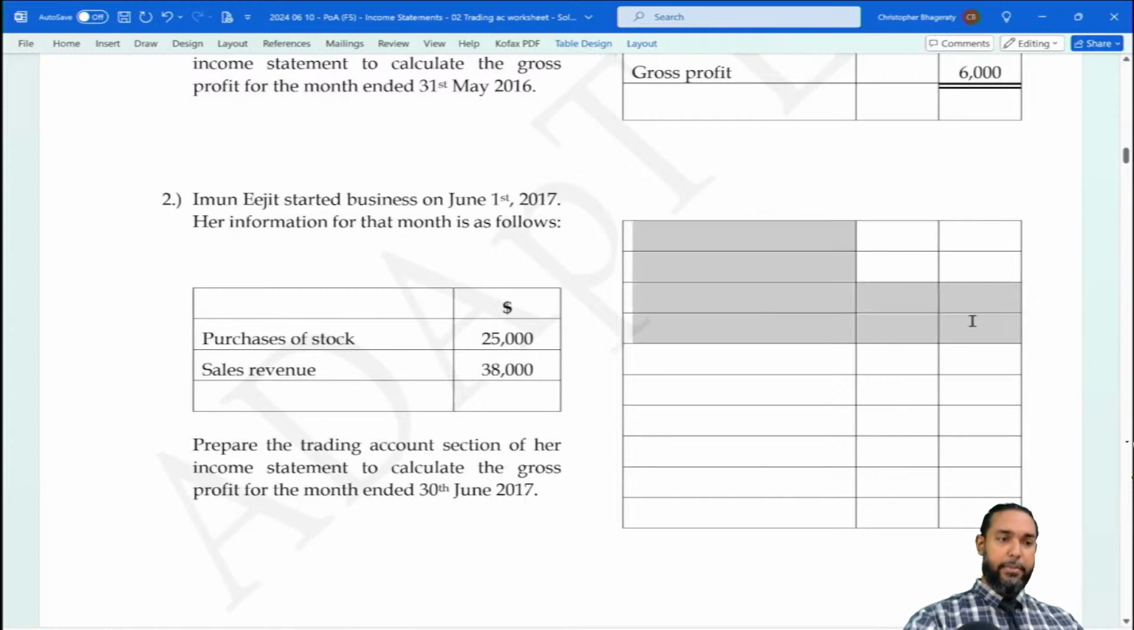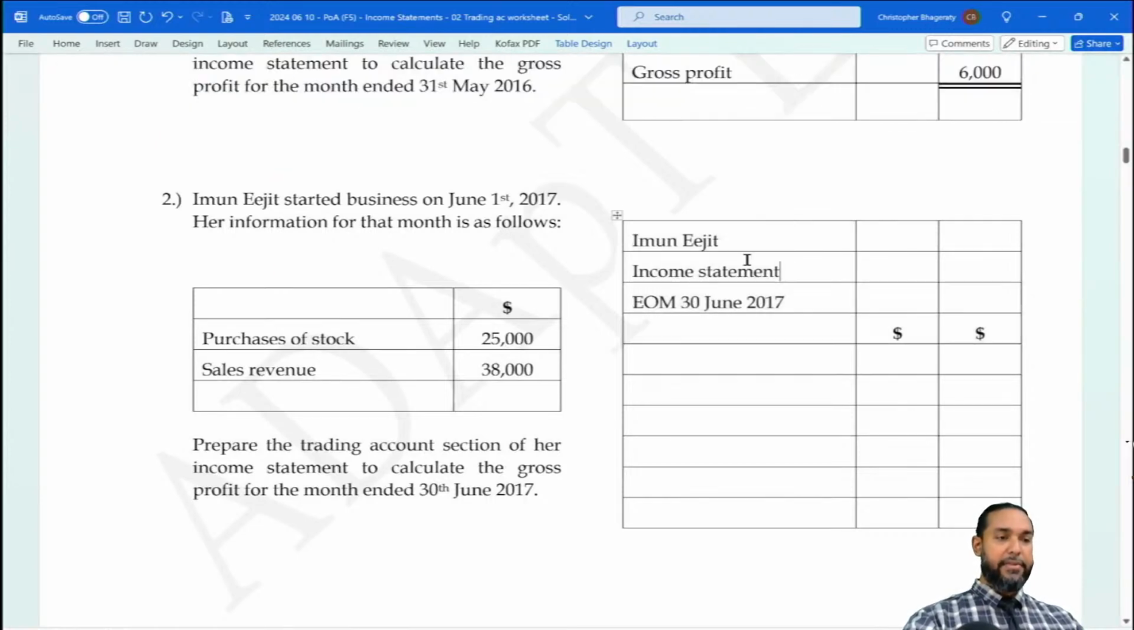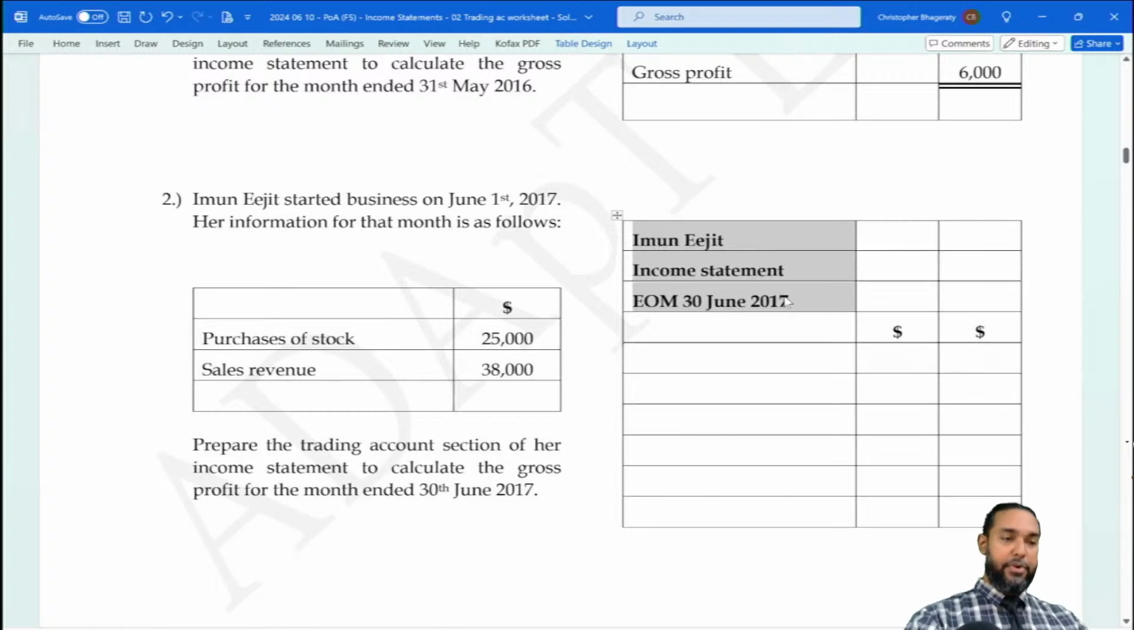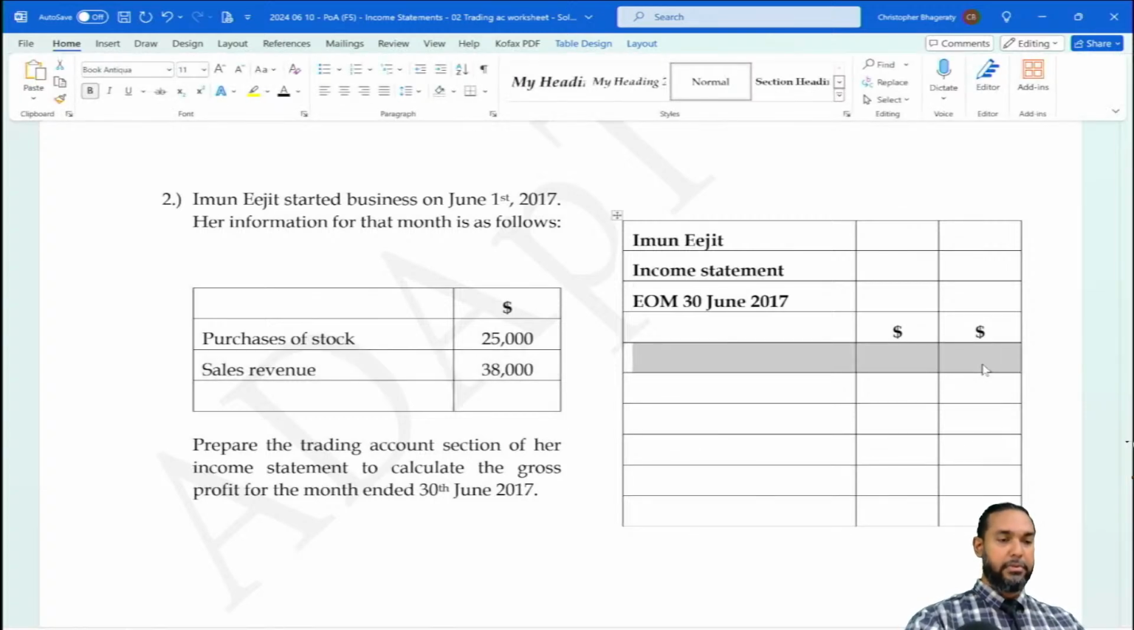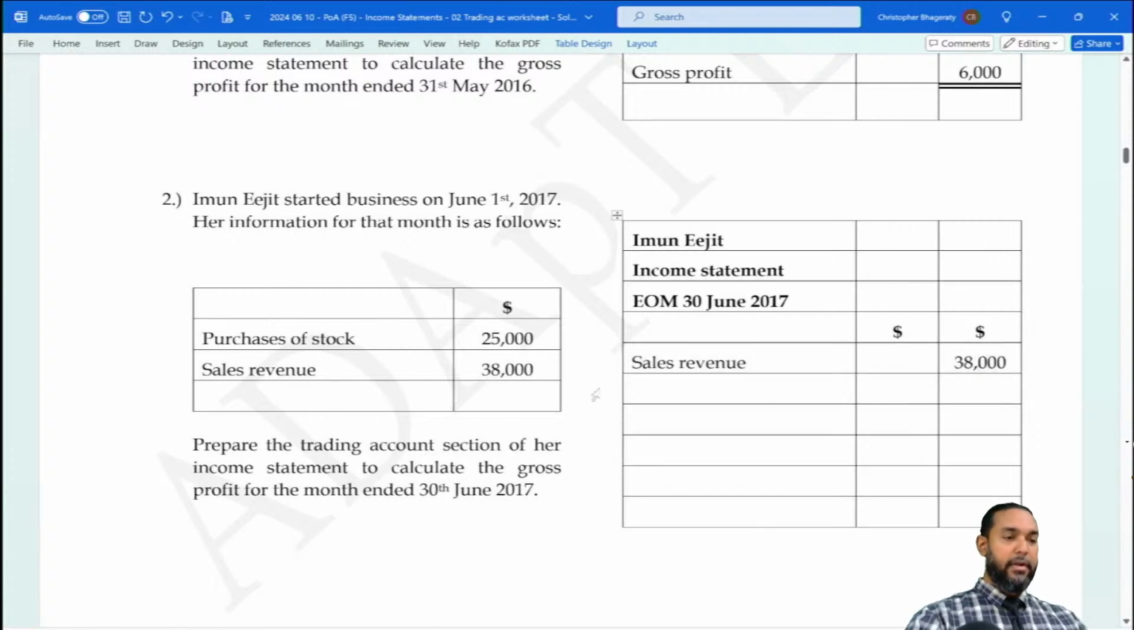All right, so again, you head up properly: the name of the entity, the name of the statement, the period to which it applies, and some dollar signs. So with Iman, sales revenue is 38,000. Oh, I'm sorry. And of course you're subtracting the cost of that revenue, the cost of the goods that were sold, or cost of sales.